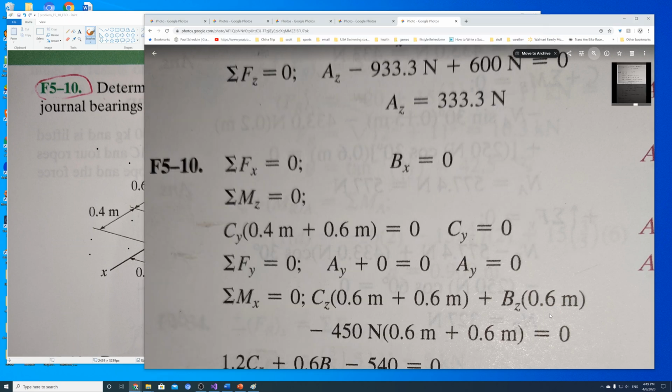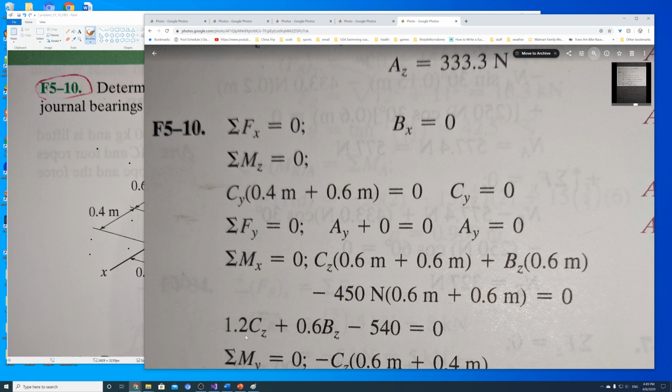So going back to the equation, and here are our Cy, the Cz. This gives us a positive moment. The Bz is positive also because that would cause rotation about the x-axis in the counterclockwise direction. And the last one is due to the 450 Newton force, and that one is negative. Okay, so we sum all those together, and we come up with 1.2 Cz plus 0.6 Bz minus 540. Okay, so now we have 2 unknowns in this equation. So now we need one more equation to solve for that.